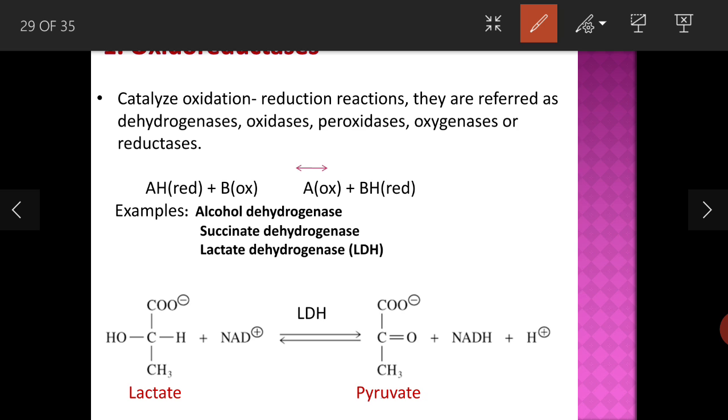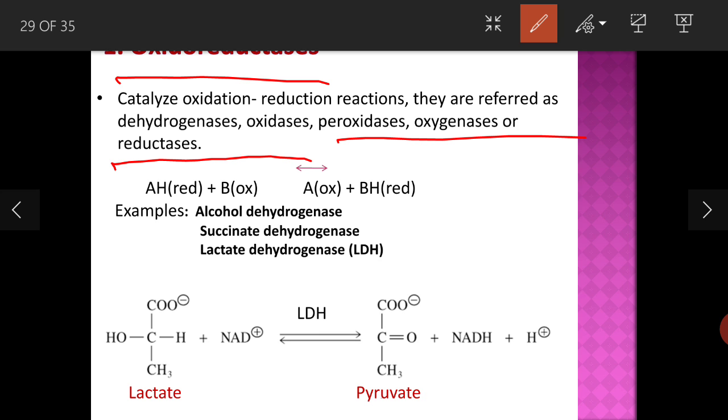So coming to each class now. The first one is oxidoreductases. These kinds of enzymes usually catalyze oxidation-reduction reactions. They are referred to as dehydrogenases, oxidases, peroxidases, oxygenases, or reductases. So these are the enzymes which belong to oxidoreductases, or they are named by these different names.